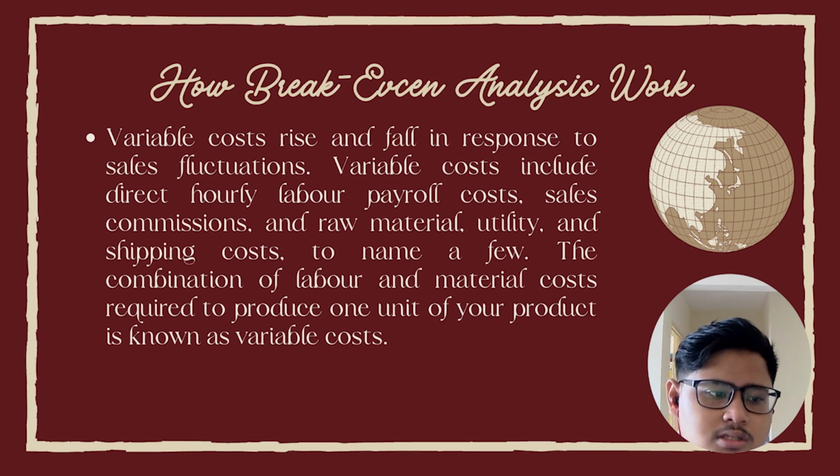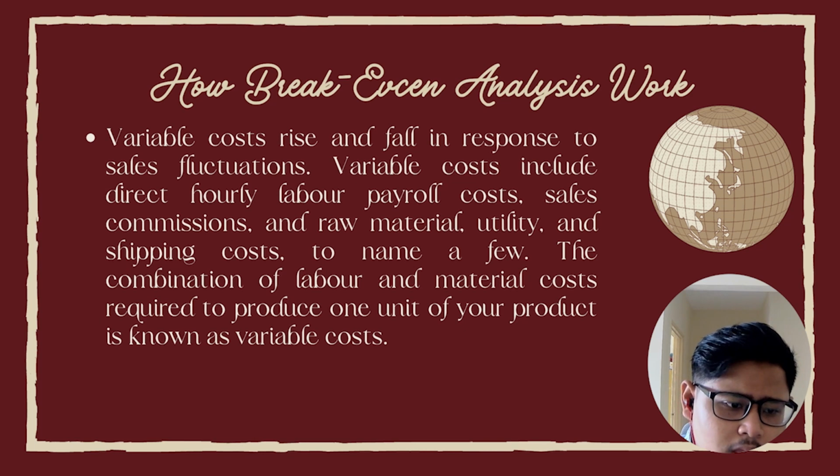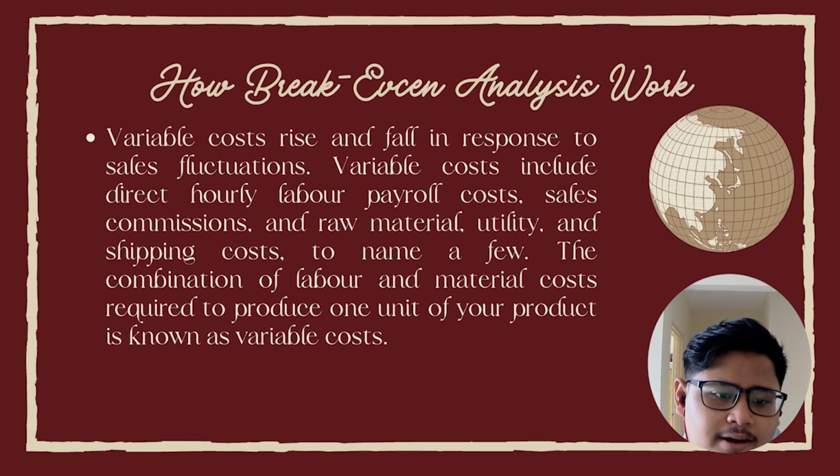Examples of variable costs include direct hourly labor payroll costs, sales commission, and the cost of raw material. Variable costs are the sum of the labor and material costs it takes to produce one unit of your product. The total variable cost is obtained by multiplying the cost to produce one unit by the number of units you produce.